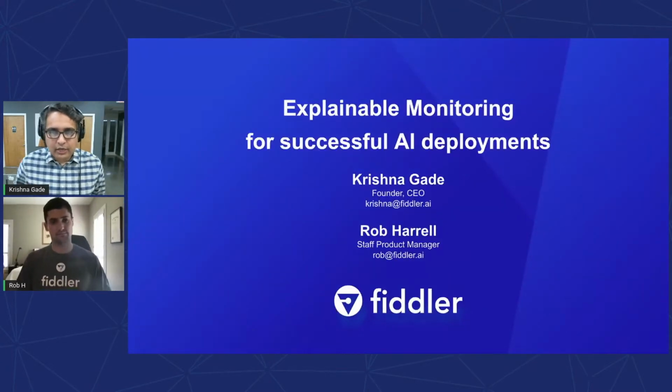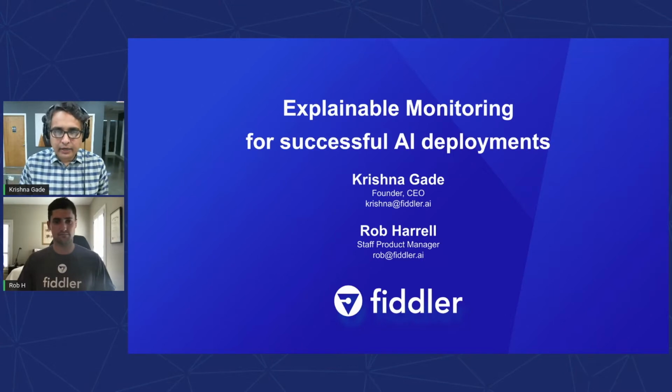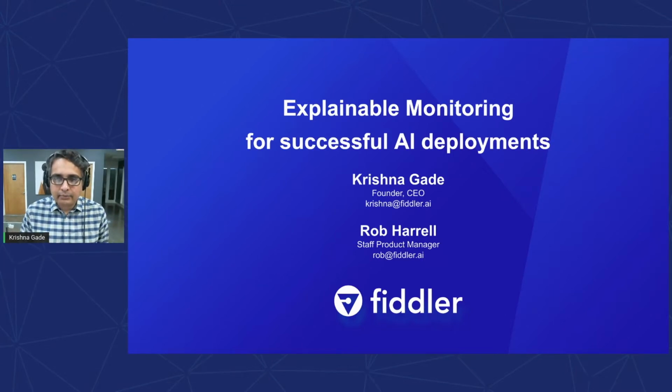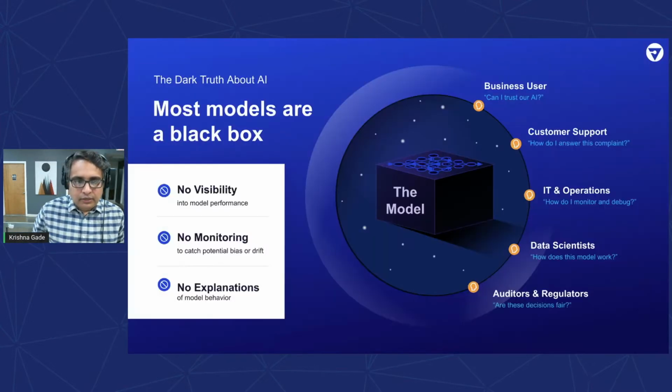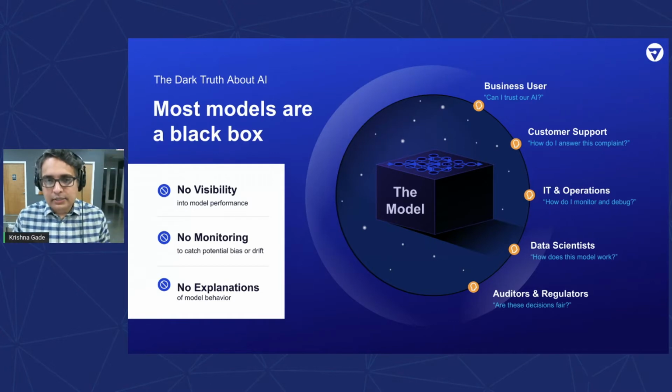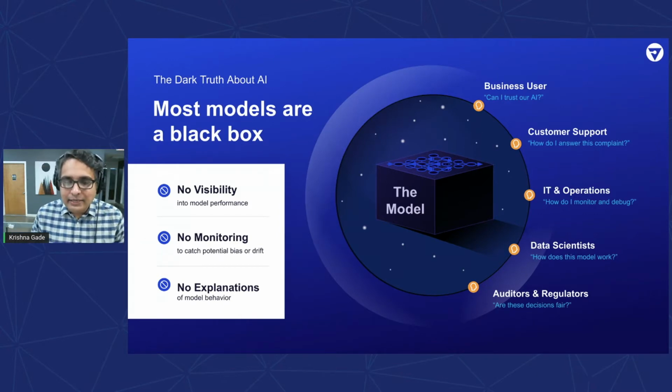Awesome. So today we're going to talk about explainable monitoring and how it can help AI and machine learning teams to successfully deploy into production today. So the problem with AI, as teams are setting out to operationalize it these days, is most models are coming with no visibility and no explainability. We call them a black box. When you're trying to deploy the model, there's no good way to understand its performance. There's no good way to monitor its bias or drift, and there's no good way to explain its model behavior.